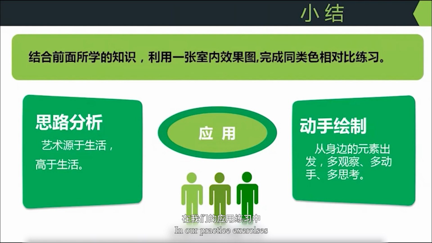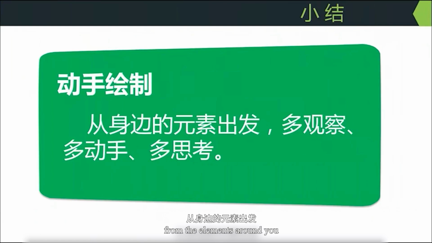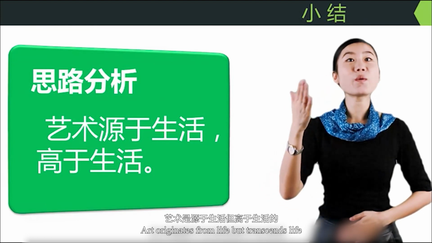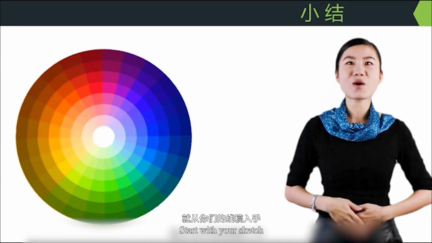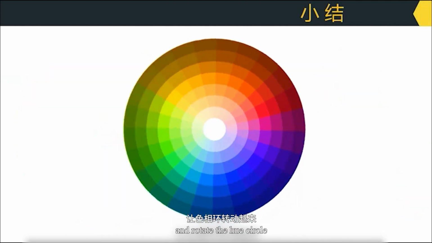In our practical exercises, I hope all of you can start from reality, from the elements around you. Observe more, practice more, and think more. Art originates from life but transcends life. Start with your sketch and rotate the hue circle.